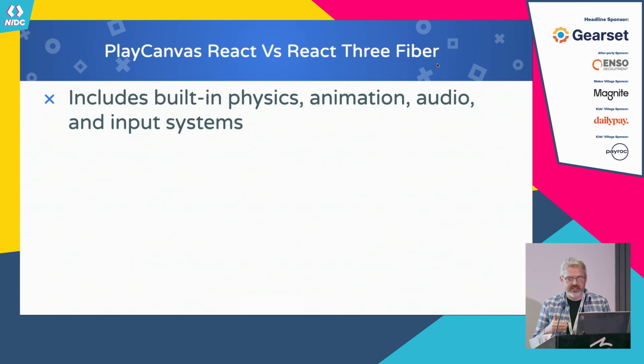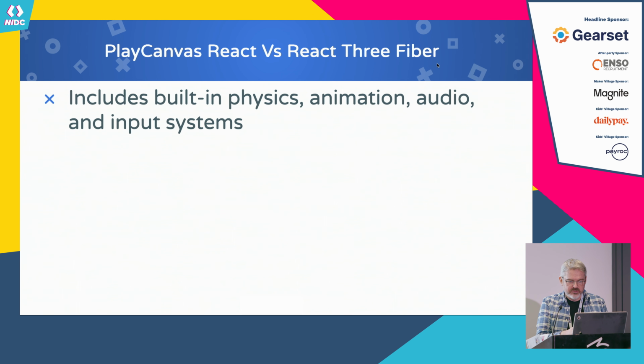So why would you want to use PlayCanvas over React 3 Fiber? You might want to weigh them both up, but PlayCanvas React has basically got the batteries included, whereas with React 3 Fiber, you're going to have to pull in a few more things. You're going to have to get the audio sorted separately and all this sort of stuff. There's a bit more work, whereas it's all built into PlayCanvas already.